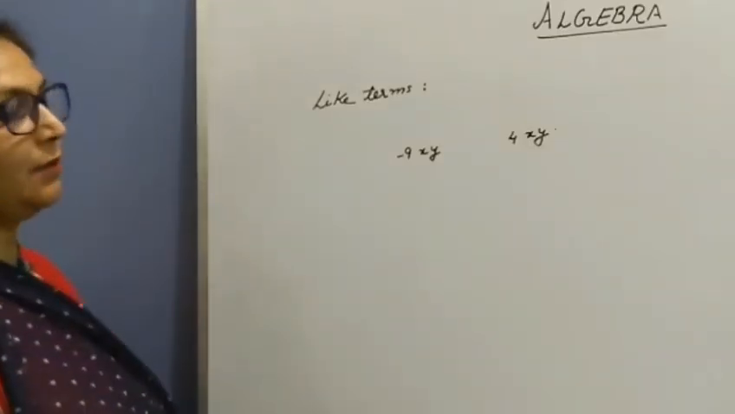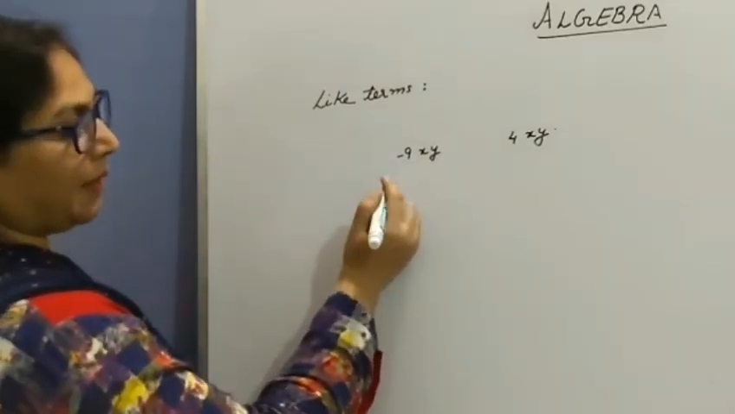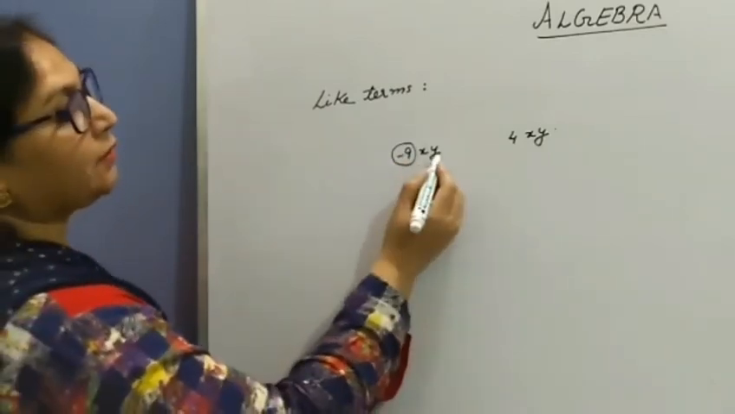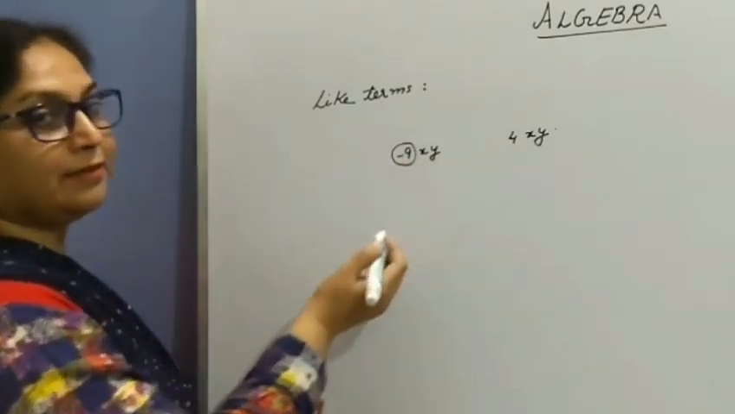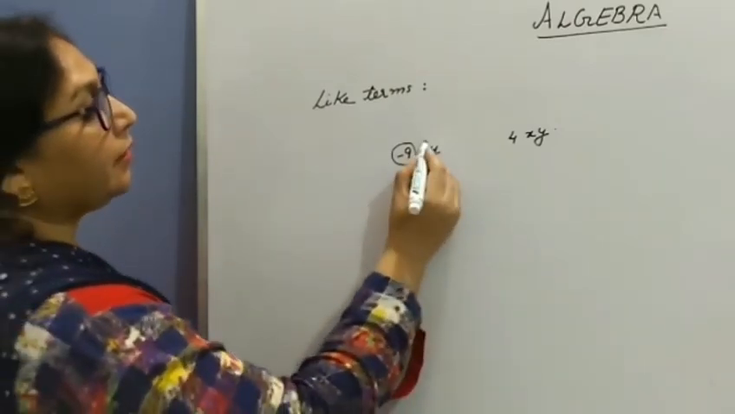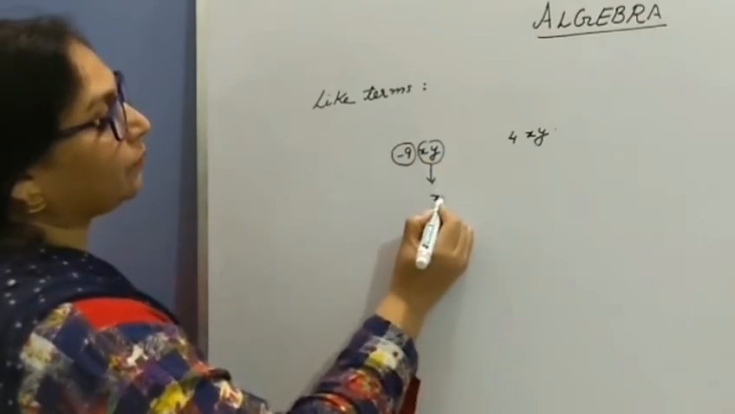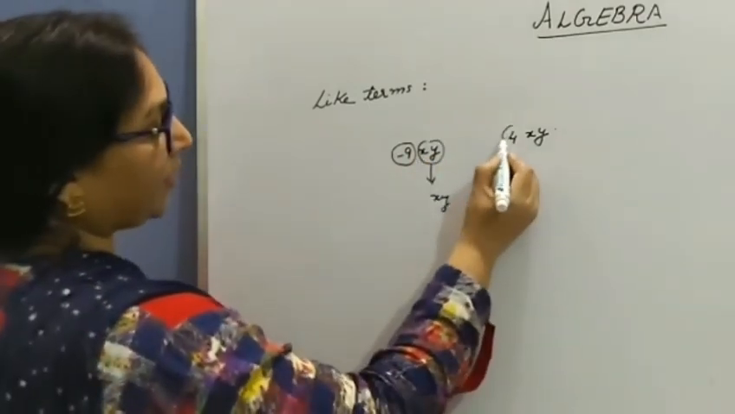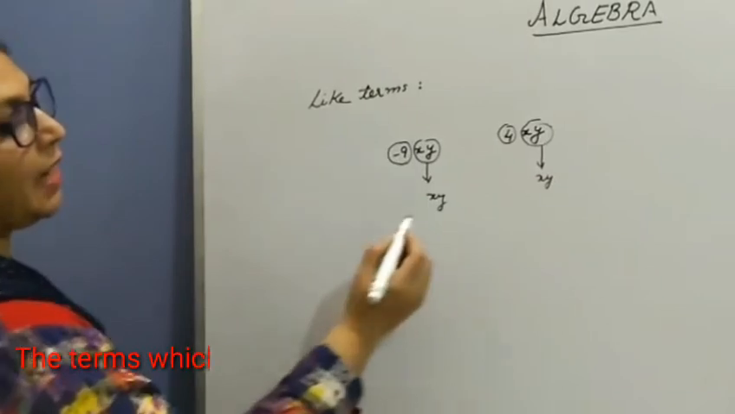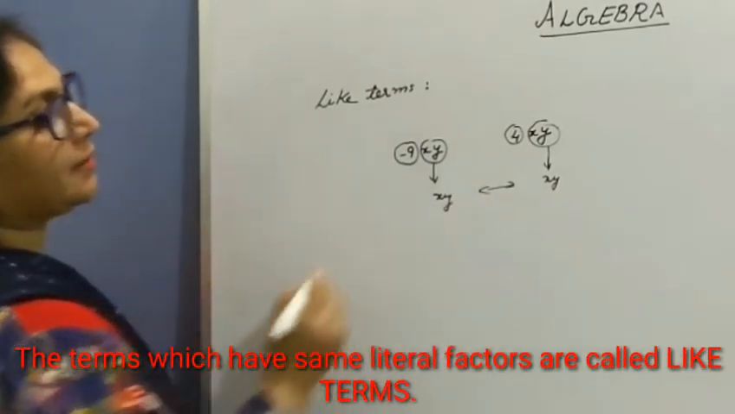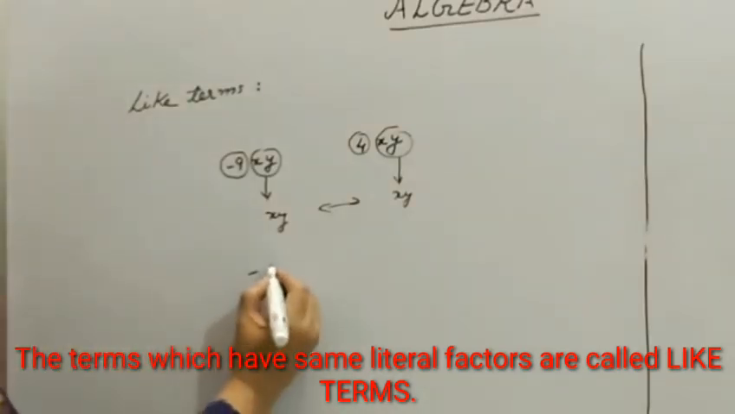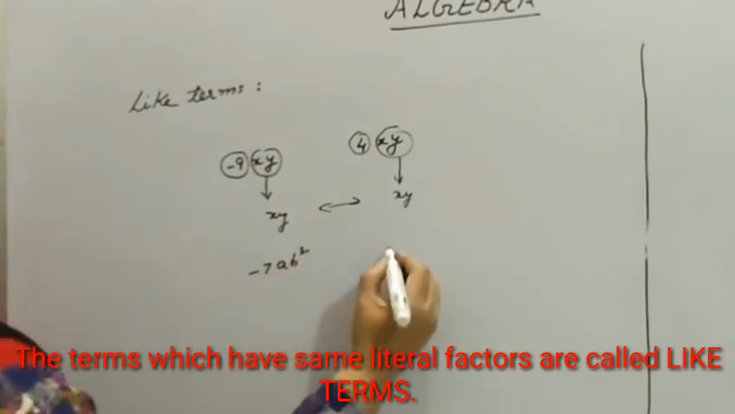Next, to learn like terms. If I talk about this particular term, minus 9xy. In this case, minus 9 is the numerical coefficient and xy is the literal coefficient. Or we can say minus 9 is the numerical factor and xy is the literal factor. Here, the literal factor is xy. Next example, the numerical factor is 4 and the literal factor is again xy. The terms which have the same literal factors are called like terms.